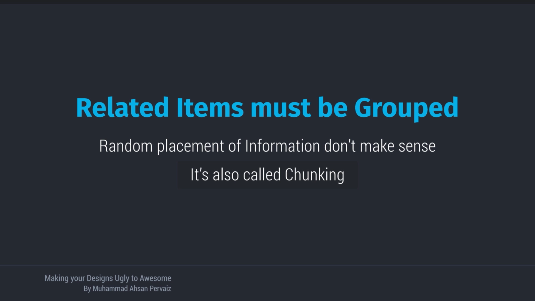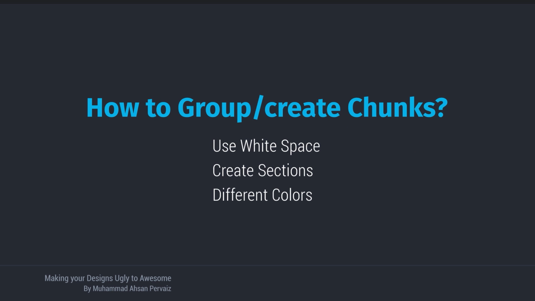So it is also called chunking of information, and it is one of the basic, or I think major, concepts of UI design, because there is a lot of information that has different purposes. So you need to group them together in different chunks. Now here are a few techniques you can use while you are designing to create different chunks or groups or sections. Number one is try to use white space.